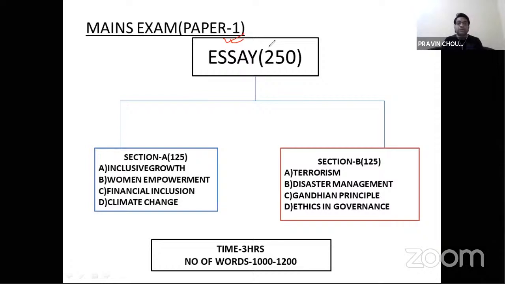Okay, so first of all, this is written in your main examination, that is Paper 1, and this is the essay paper, which carries 250 marks. These 250 marks are divided into two essays. You have to write two essays. One essay you have to choose from Section A, and the other essay you have to choose from Section B.